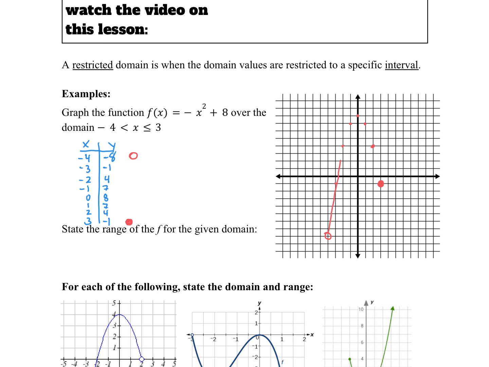And this is a nice smooth curve. This is a quadratic function, so it's a nice smooth curve. I do not extend past the open circle or closed circle. I do not extend past that. It's kind of like cropping. So I've cut out everything that's beyond these two points. I only want to see the graph from -4 to +3, and that's it.